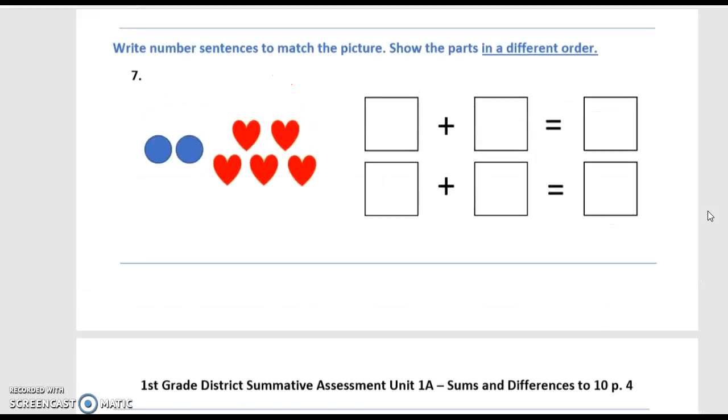Number 7. Write number sentences to match the picture. Show the parts in a different order. So, there are some blue shapes, there are some circles, and there are some hearts. So write a number sentence here, and then write the same number sentence in a different order there.